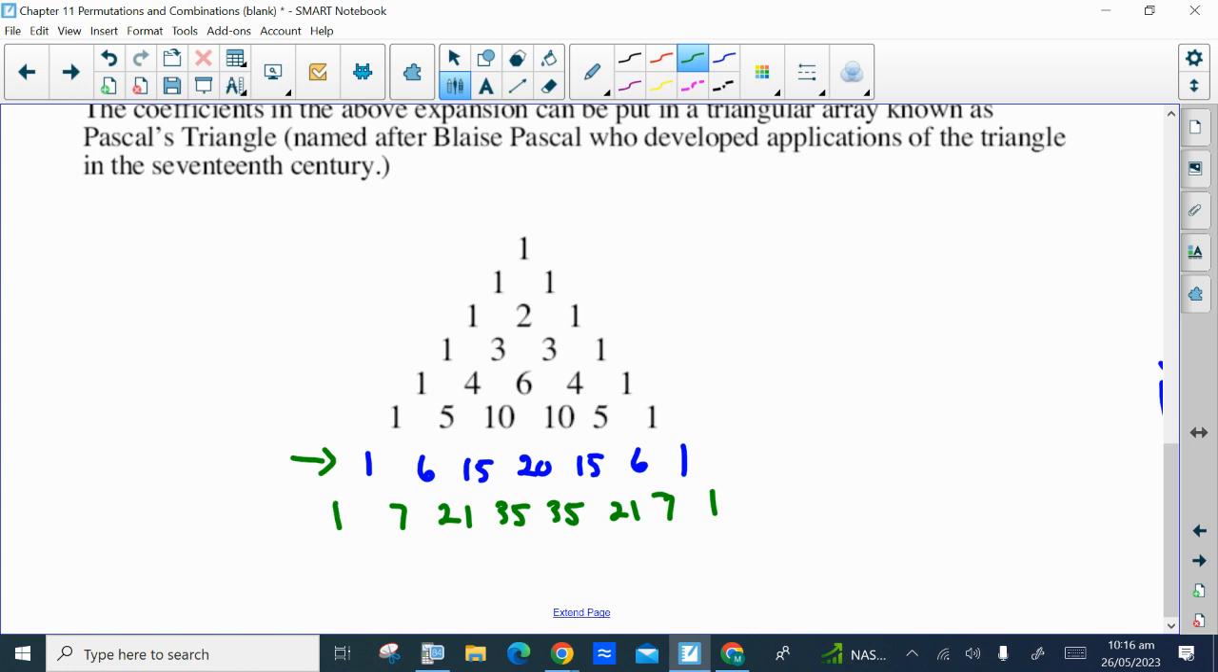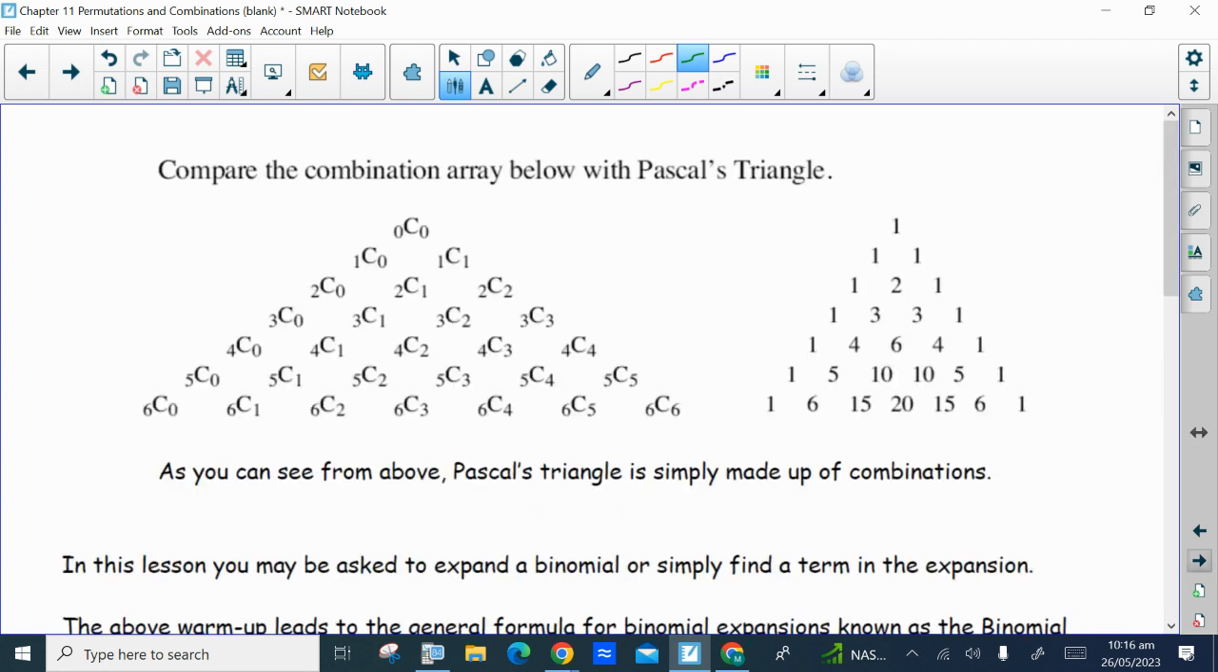So using all this, you can expand any binomial raised to any power. So again, one way to get these numbers is using Pascal's triangle, but you can also get those numbers by using combinations.